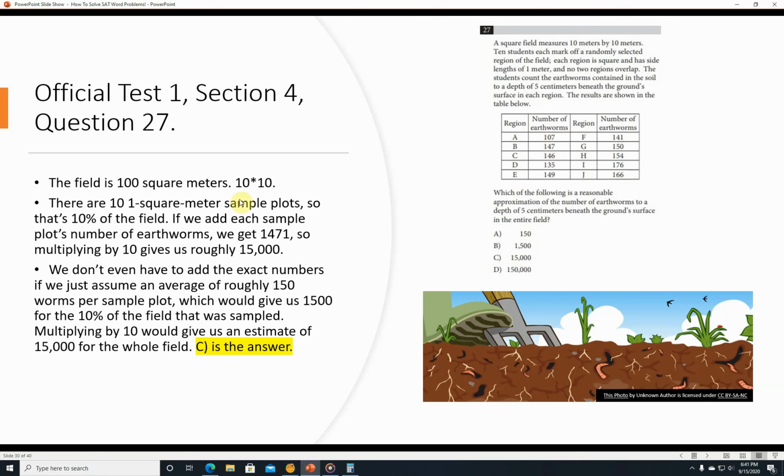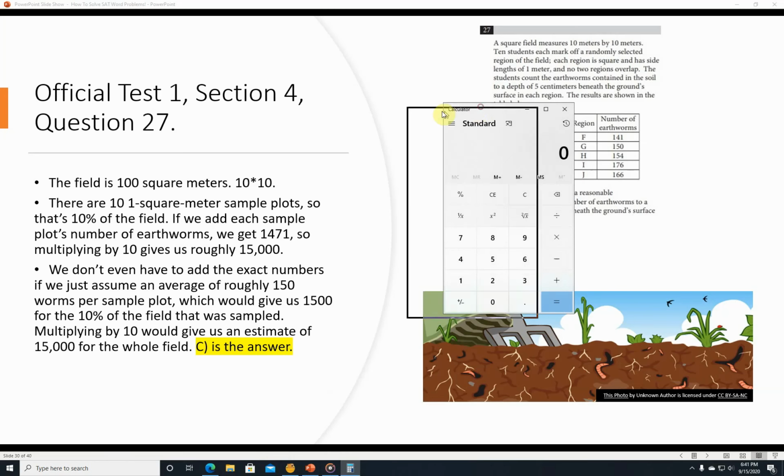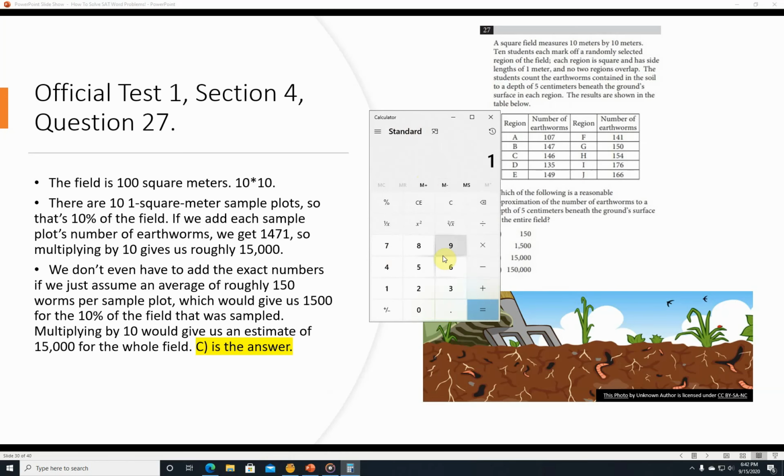So, since there are 10 1 square meter sample plots, that's 10% of the field, because we know the field is 100 square meters because it's 10 by 10. So if we add each sample plot's number of earthworms, we get 1471. And again, you don't have to believe me, I can do it right here for you. So we're going to go 107 plus 147 plus 146 plus 135 plus 149 plus 141 plus 150 plus 154 plus 176 plus 166. We get 1471.